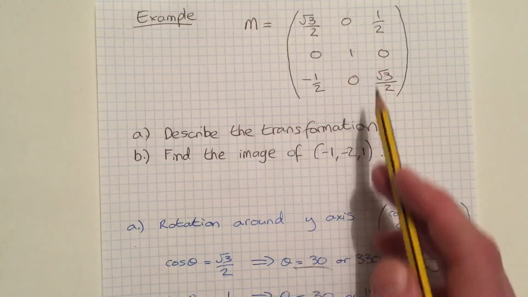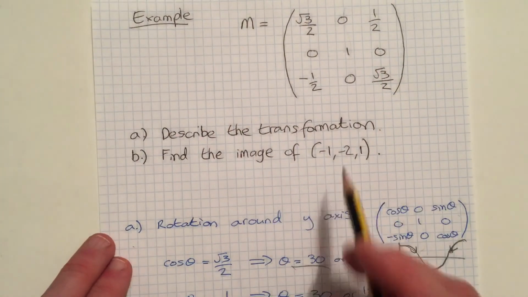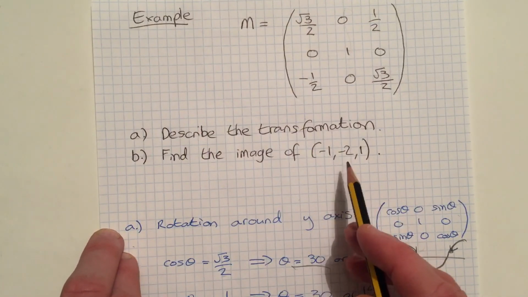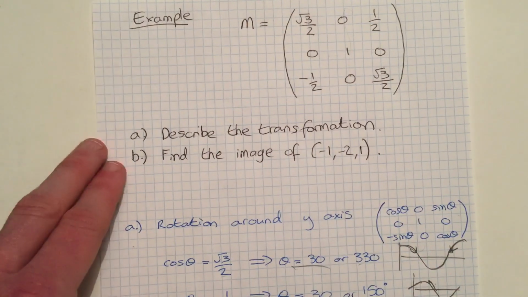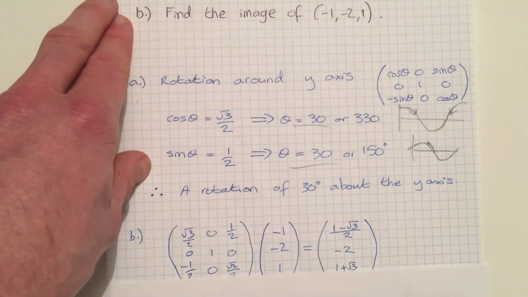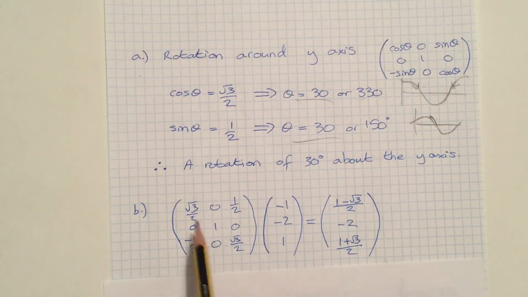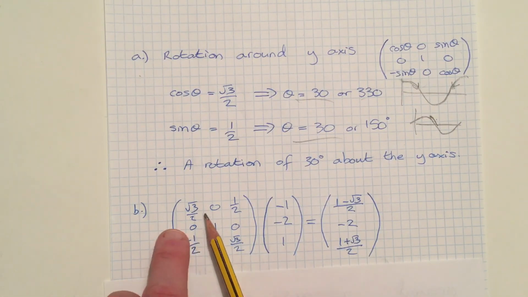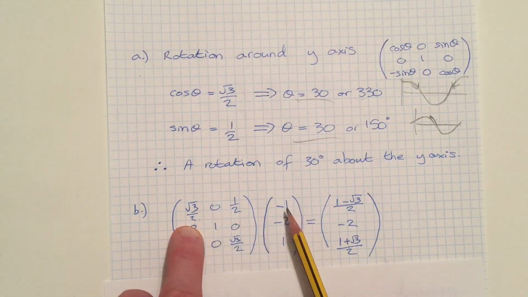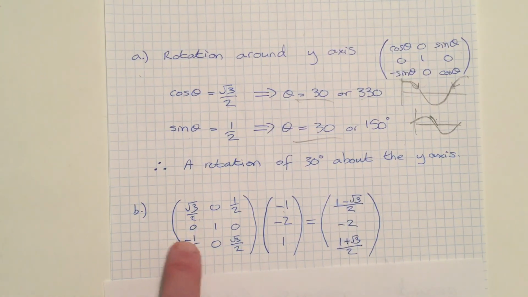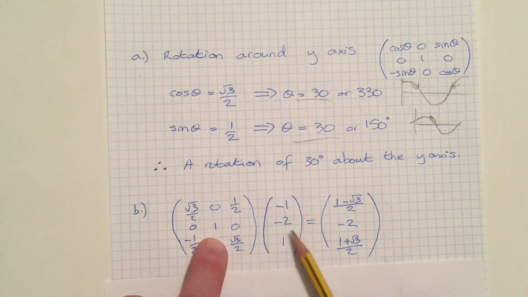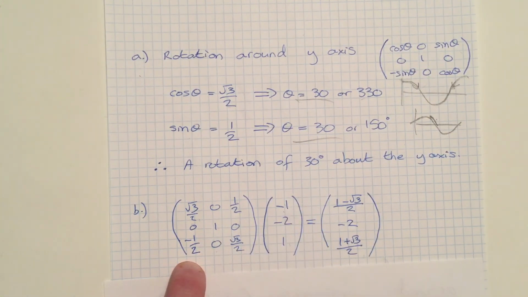And if I apply this to this point, this coordinate here, if I rotate this coordinate 30 degrees around the y-axis, it becomes this. If I multiply these two together, I get this. So basically I'm just doing root 3 over 2 times minus 1 plus 0 times minus 2 plus a half times 1. That gives this. 0 times minus 1 plus 1 times minus 2 plus 0 times 1 gives this. And then that gives that.